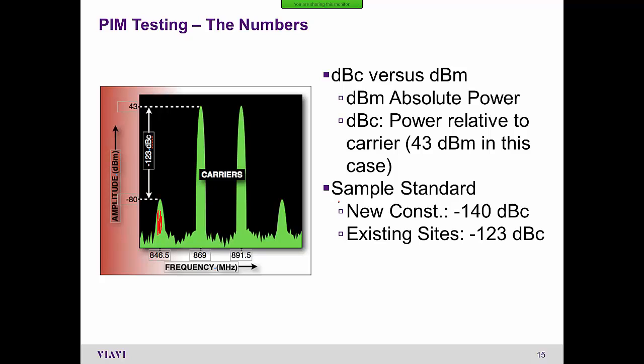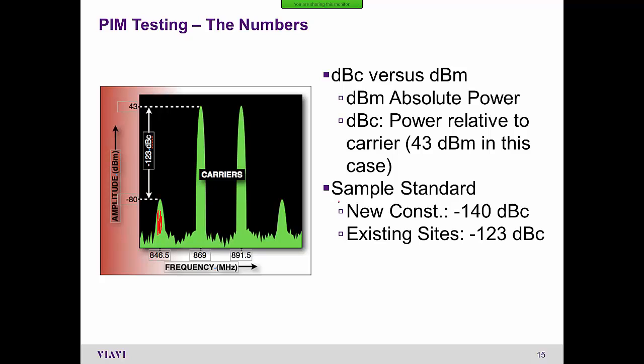dBc. Often new base stations, when they get installed, get installed at a higher standard. So often that's going to be at least minus 140 dBc. And then sometimes the standards get relaxed for existing sites because they've been in service a while and you can't expect the same kind of performance in those. But that's just a sample. It varies by carrier.